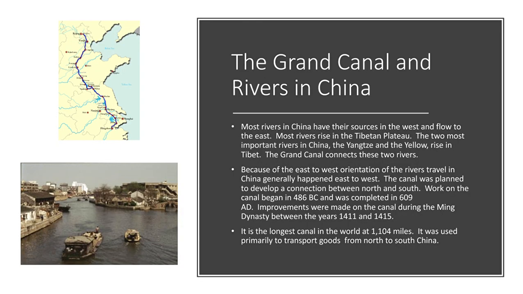All right, now we're going to talk about one of the great features where man conquers nature, the Grand Canal. Most rivers in China, as you can tell from this map, generally run west to east. Most of them rise up in the Tibetan Plateau. That's where their source is, and then they flow west to east, and then empty into either the Yellow Sea or the East China Sea, or whatever areas, basically arms of the Pacific Ocean.